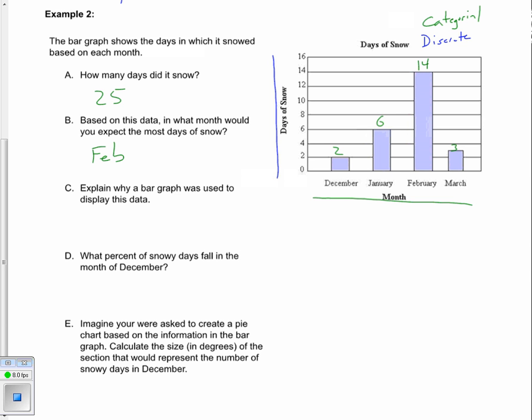Part C says explain why a bar graph was used to display this data. There's probably a number of reasons. You could do a pie chart for this as well, but the nice thing about a bar graph is that it's in chronological order. In the calendar for winter, you first start off with December, then January, then February, then March. So I would argue that this is used because it follows the winter timeline.